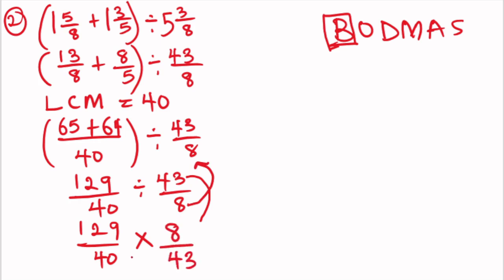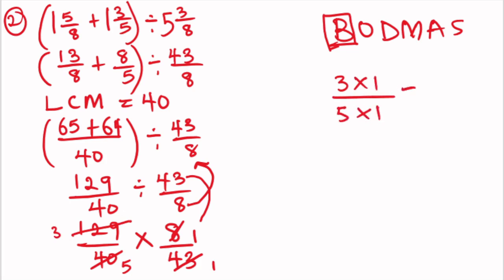So since we have 43 over 8, the reciprocal is 8 over 43. So now we'll break this down by cancelling out what is common so we can get the final answer. 8 here is 1, 8 in 40 will give 5, and 43 here is 1. 43 in 129 will give 3. So we are left with 3 times 1 over 5 times 1. Our final answer is 3 over 5. Question number 3.